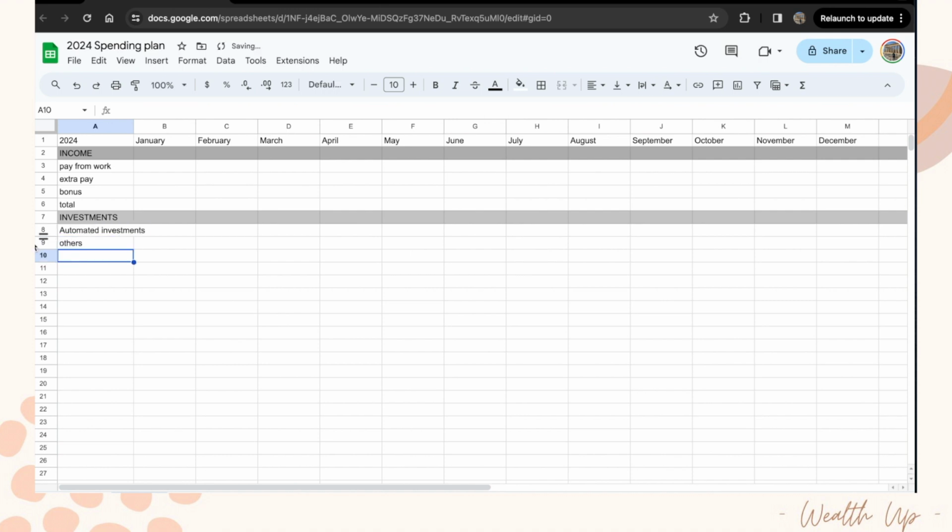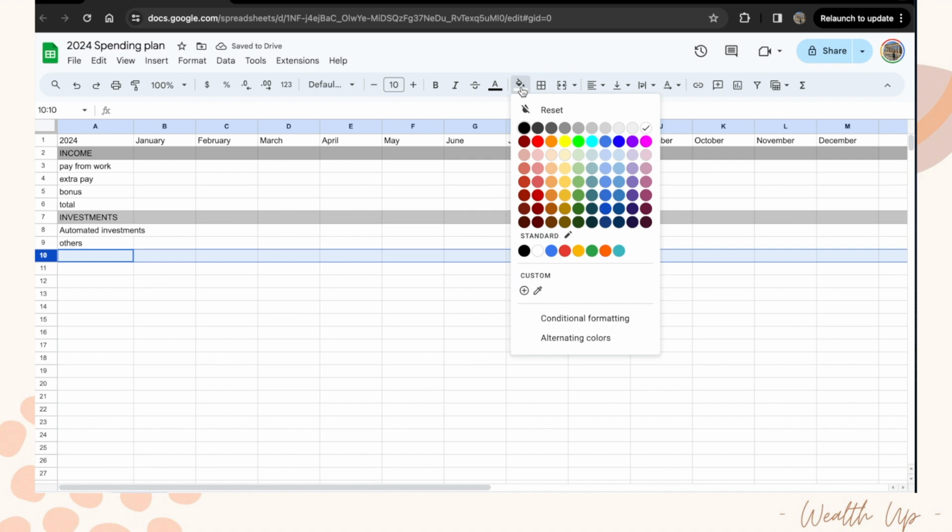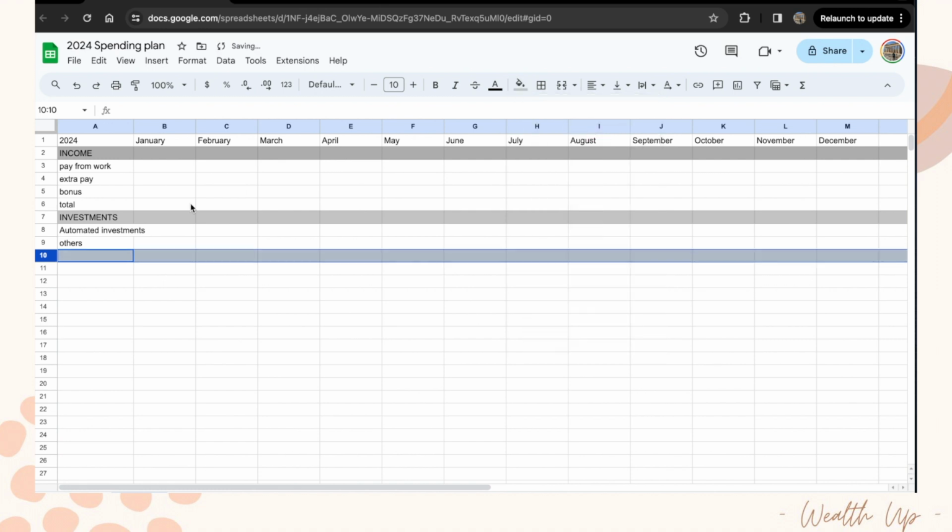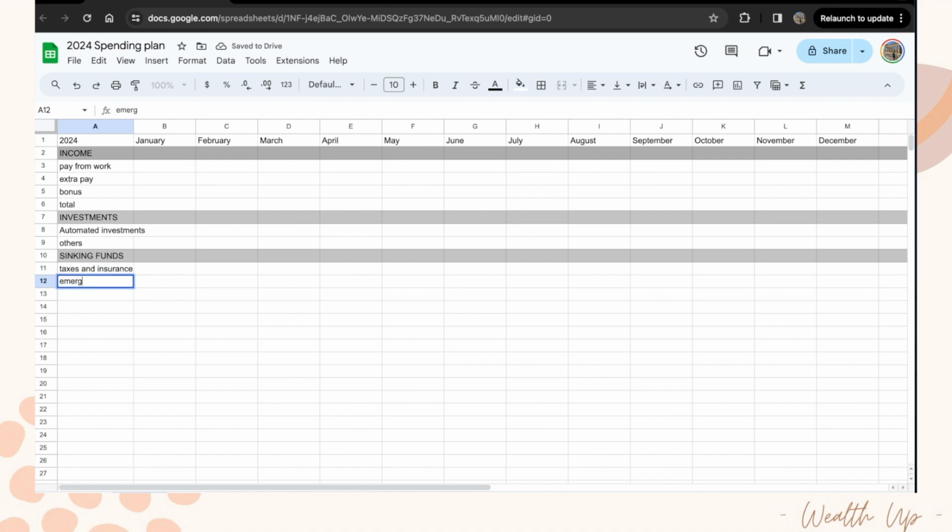In the next section, I have my sinking funds. There's one for taxes and insurance, an emergency fund, and a travel sinking fund.